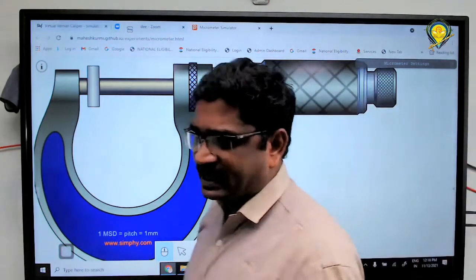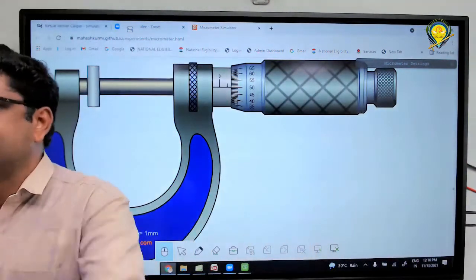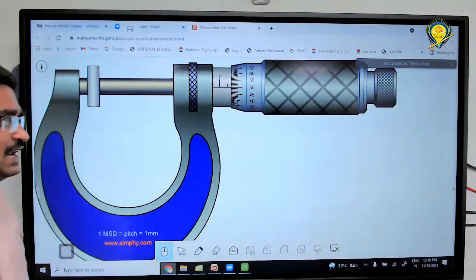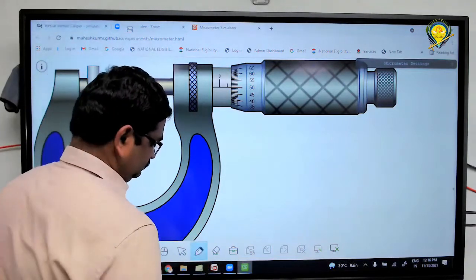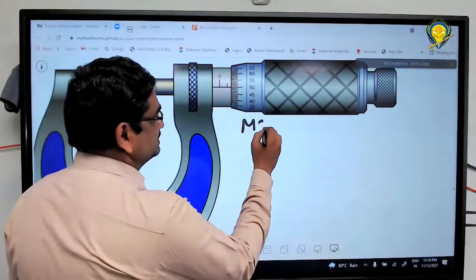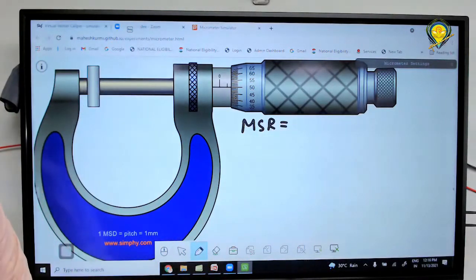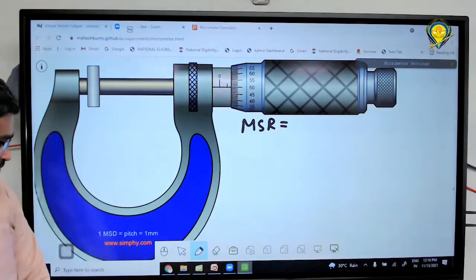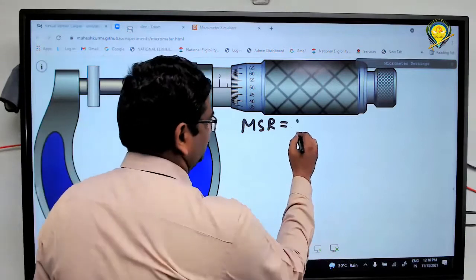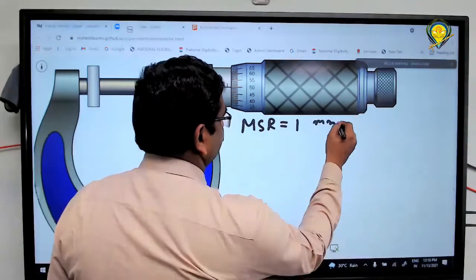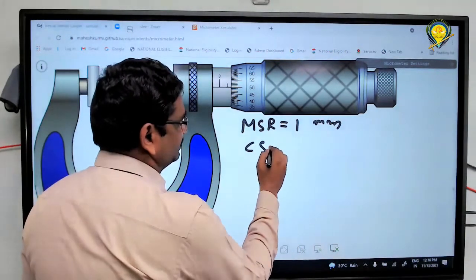Here there are two scales. One is main scale reading, the other one is circular scale reading. What is the value of main scale reading? So main scale reading is how much? How many digits are you able to view? Only one digit. So 1 mm only. Next, circular scale reading.